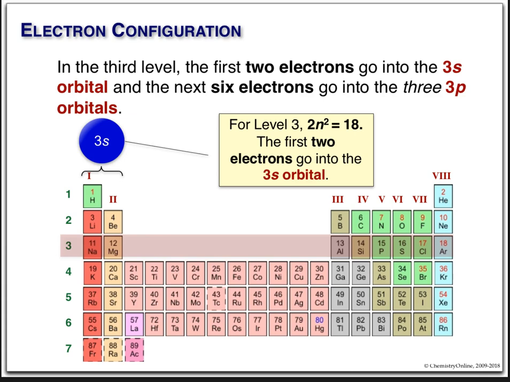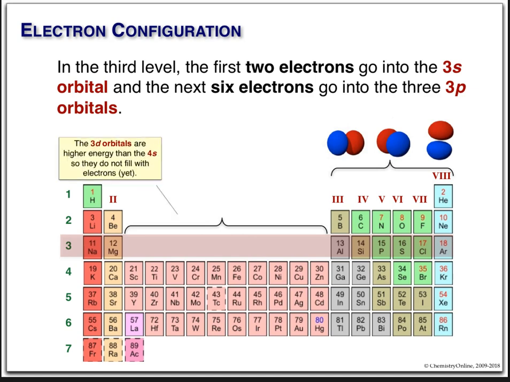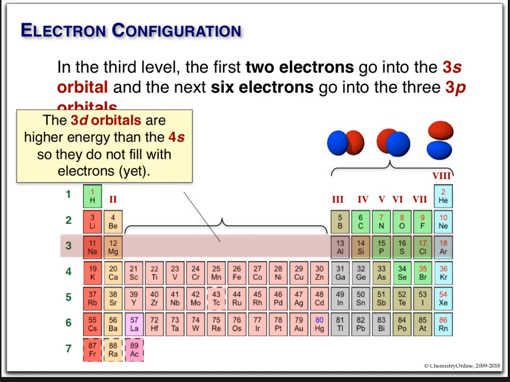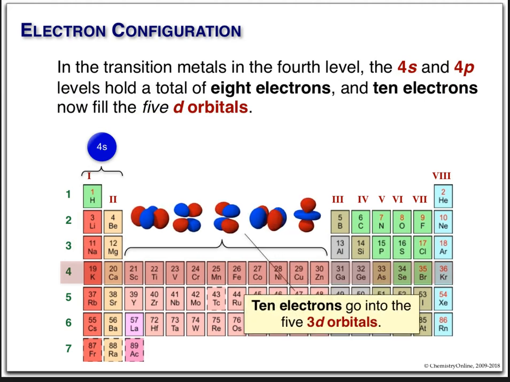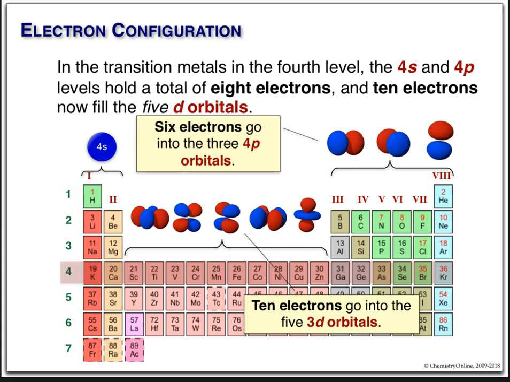We can hold a total of 18, but the next ones that fill are actually the 3 p's. So 2, 4, 6, and 2 more here, that's a total of 8. These guys don't fill until these fill first, and when they do, we get 4s, 3d, and finally 4p. We're not going to talk about those. Again, just periods 1, 2, and 3. But that's why it looks the way it does. Any questions?